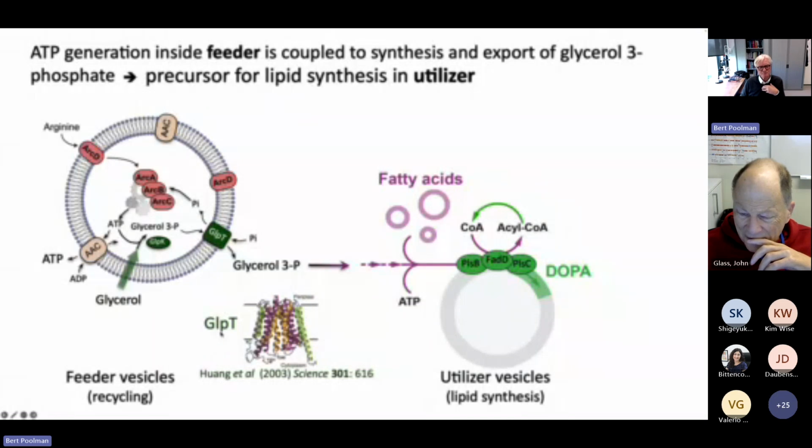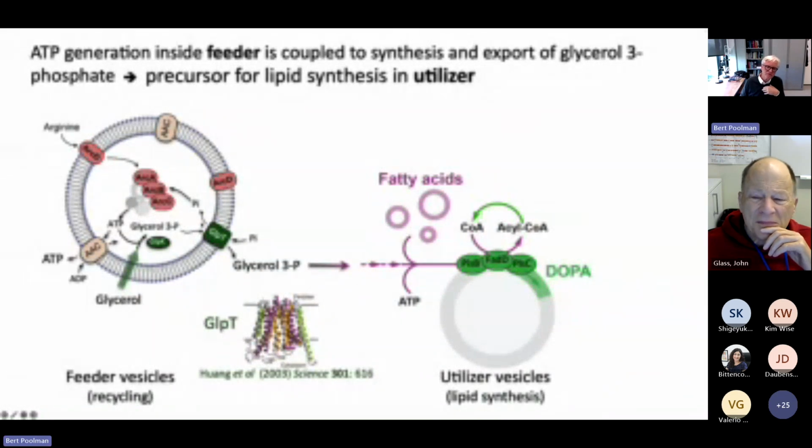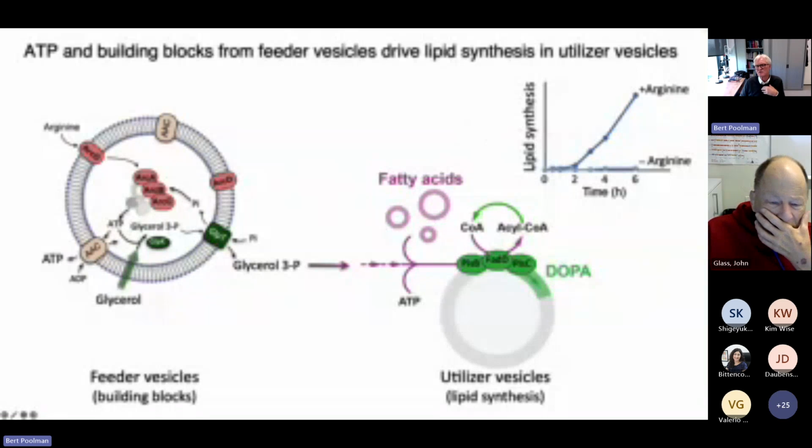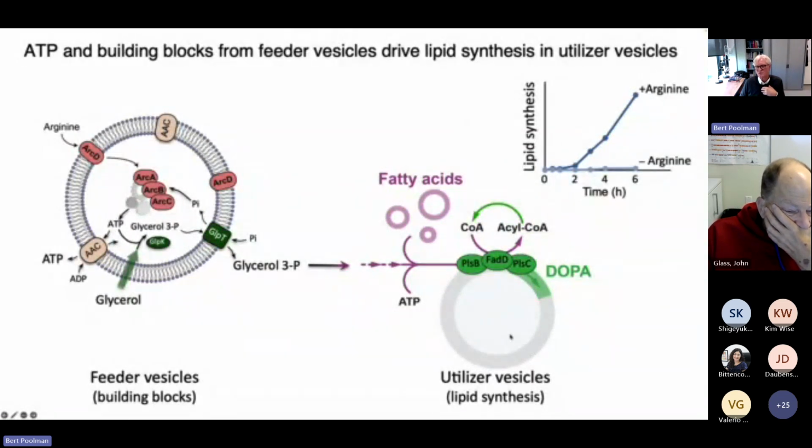And so in order to get the glycerol 3-phosphate out, we need a third antiporter, which is the GLP protein. This one now excretes glycerol 3-phosphate, but takes phosphate back in, which is what we need to keep this pathway running. And so the glycerol 3-phosphate can now be used for the feeding, plus the ATP, for the feeding of the reaction network for the lipid synthesis. And what you can see here, we have lipid synthesis in these secondary vesicles, which is dependent on arginine in the ATP producing vesicles.